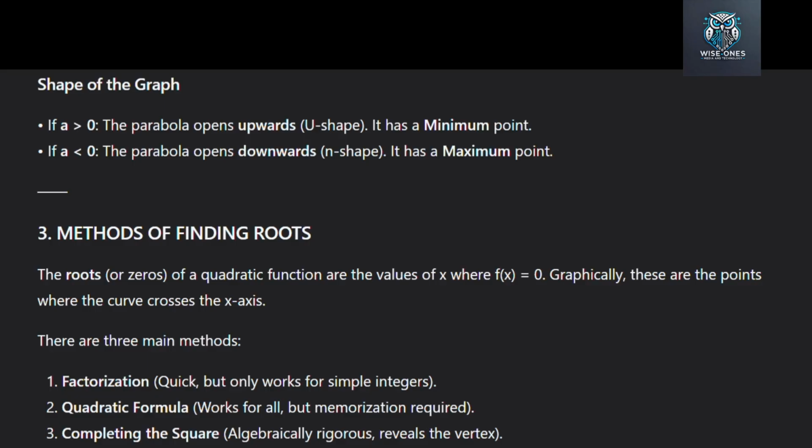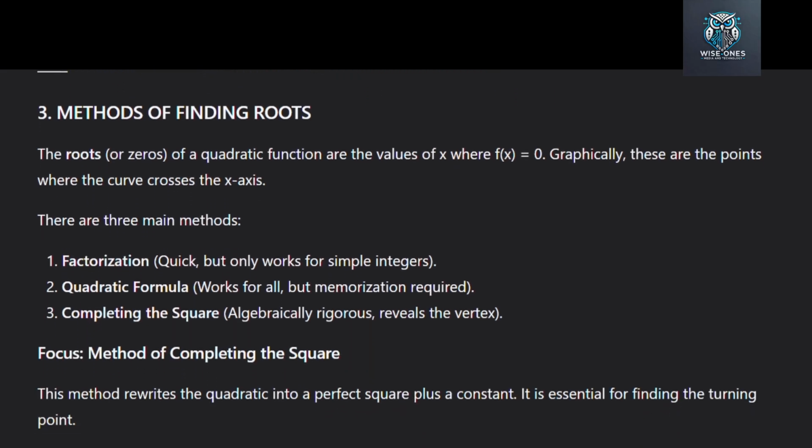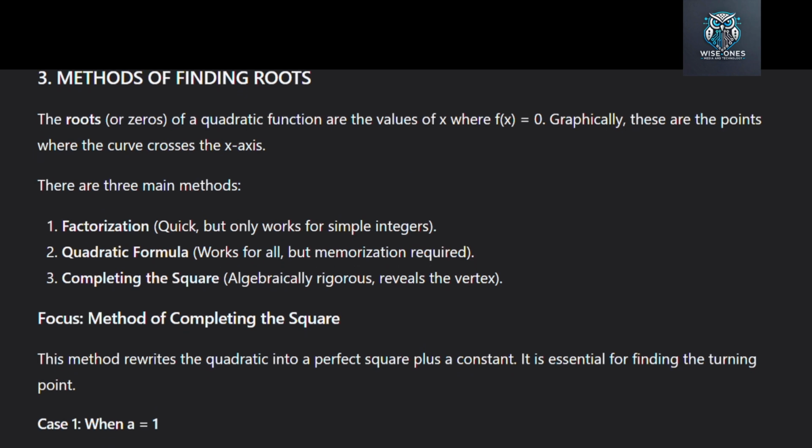Now let us move to section 3, Methods of Finding Roots. The roots, also called zeros, of a quadratic function are the values of x where f of x equals 0. Graphically, these are the points where the curve crosses the x-axis.